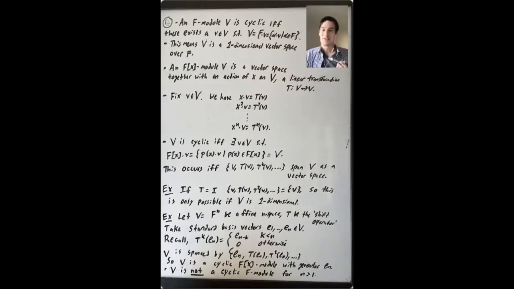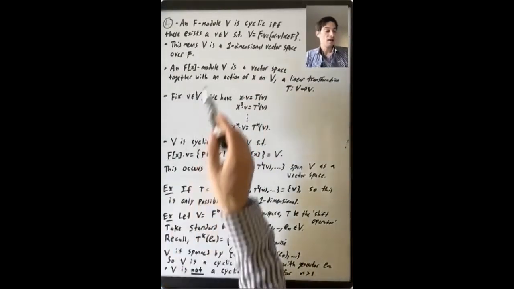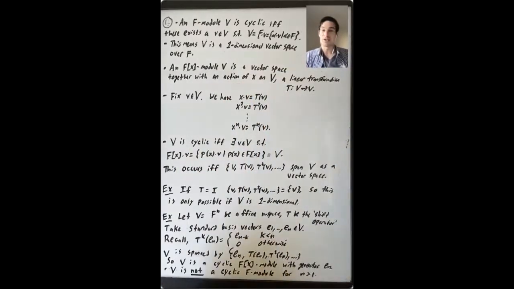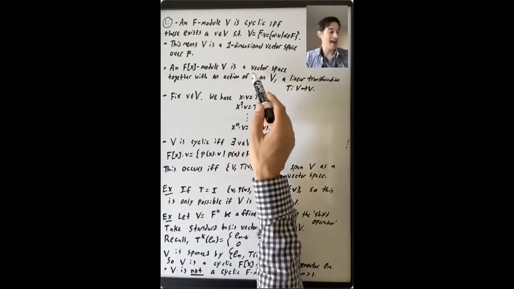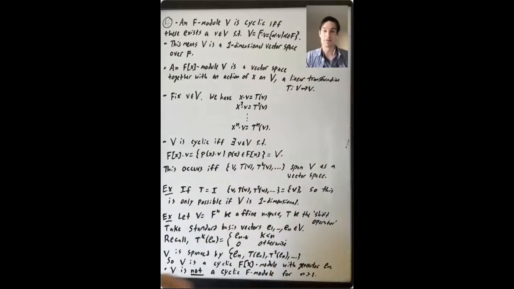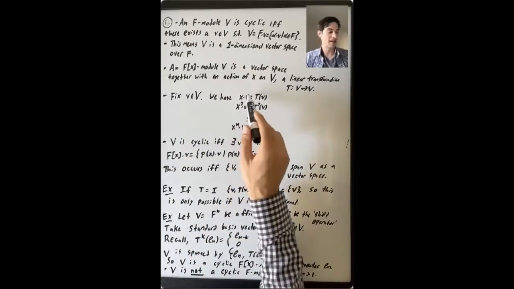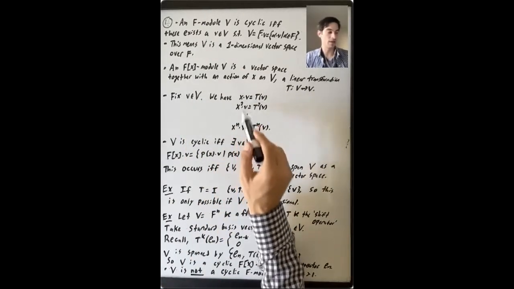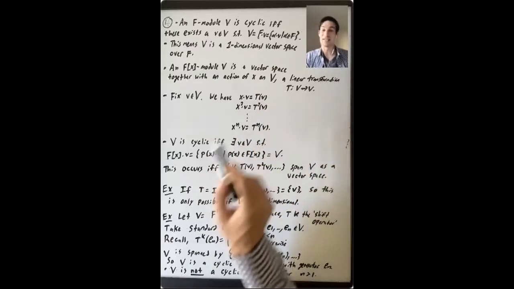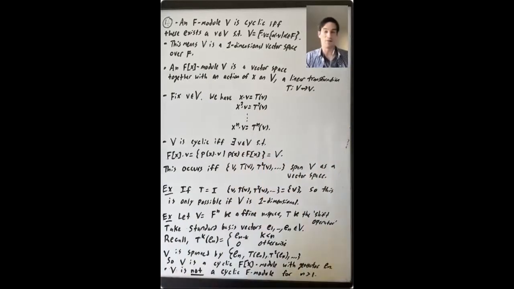OK, so what about an F bracket X module V? So what is that? What's the difference? Well, now V still is a vector space over F, but an F bracket X module carries this additional structure of an action of X on the vector space, which has to be a linear transformation from V to itself. So if we fix one vector v, we have X times v is T of v, and X squared times v is T squared of v, T following T of v, and so on. X to the n times v is T to the n of v.